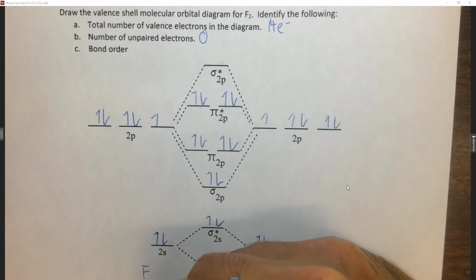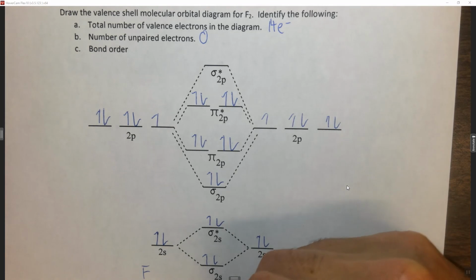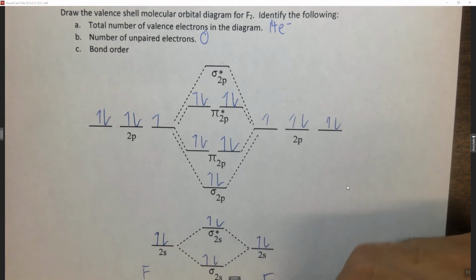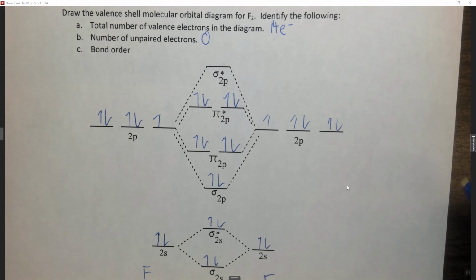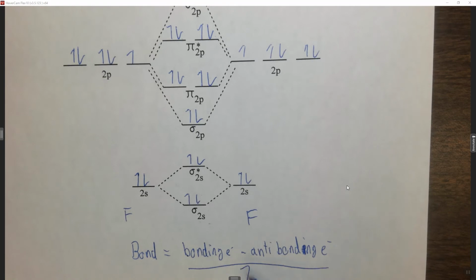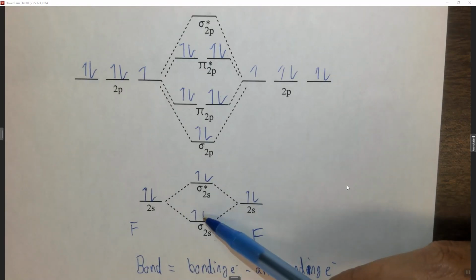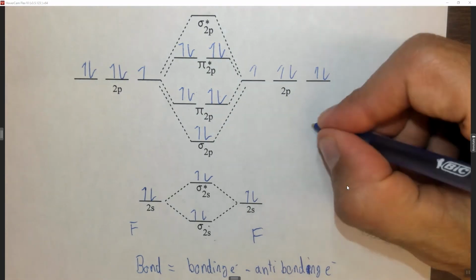Bond order. So the bond order, as we talked about before, is the bonding electrons minus the anti-bonding electrons divided by 2. In this case, the bonding electrons is everything that doesn't have a star. So 2, 4, 6, 8. So we have 8 bonding electrons.